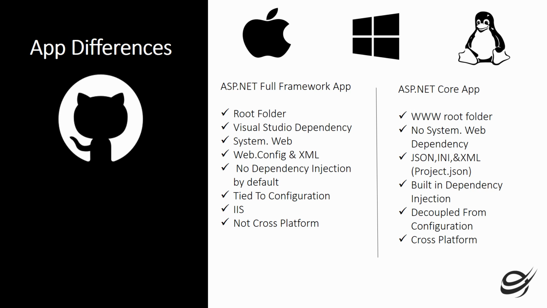So this is a nice aspect of ASP.NET Core. The largest difference between the two is that the full framework app is not cross-platform, and ASP.NET Core is cross-platform, meaning it can run on Mac OS X, Linux, and Windows. So in the next lecture, we're going to actually examine the differences between .NET Core and a full framework app in Visual Studio.